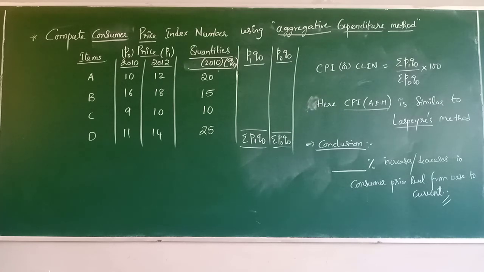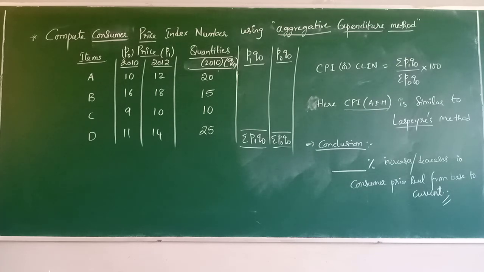So just look at the problem now. Items are given A, B, C, D, and the prices under base and current. 2010 is base and 2012 is the current. P naught, P1, and the quantities in 2010, Q naught. According to the aggregative expenditure formula, summation P1 Q naught is required and summation P naught Q naught is required. Just multiply accordingly. P1 Q naught, one column you make. P naught Q naught, another column. So P1 Q naught: 12 into 20, 18 into 15, 10 into 10, 14 into 25. And then P naught Q naught: 10 into 20, 16 into 15, 9 into 10, 10 into 25.